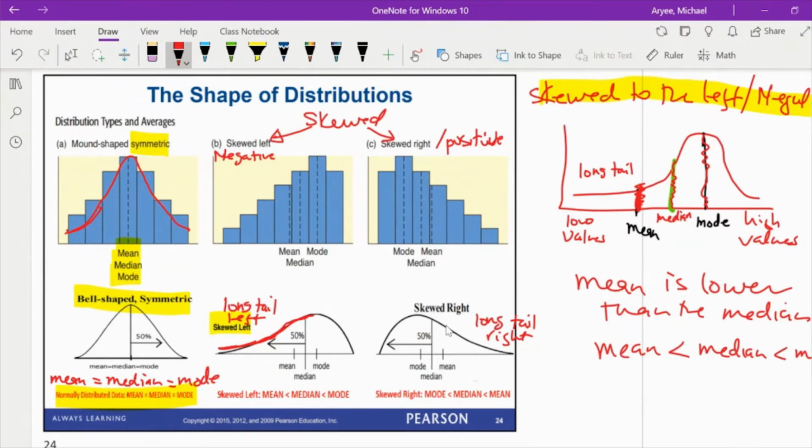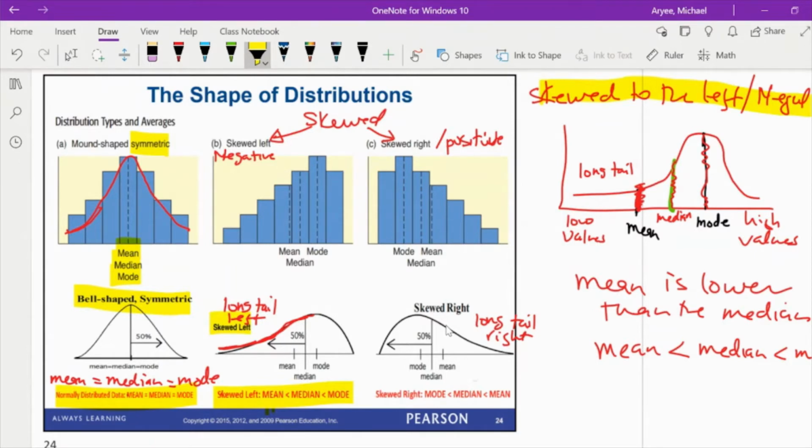All right, so if it is skewed to the left, you see here, mean less than median, median less than mode. So that is a situation where it's skewed to the left.